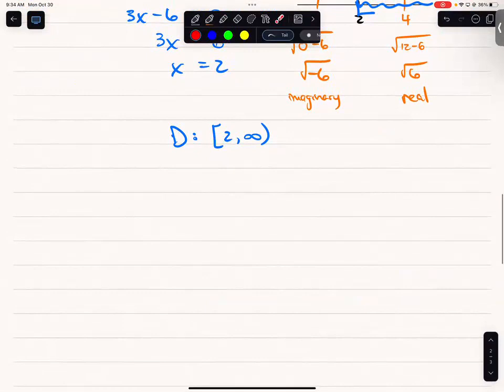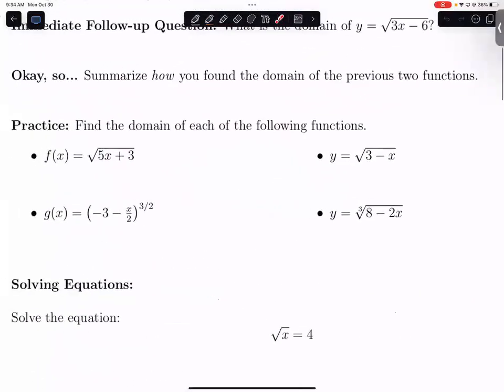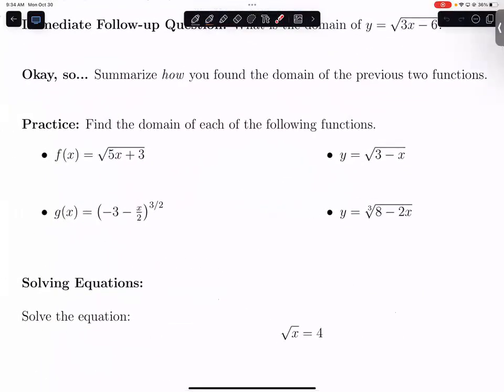So there are 4 practice problems in the middle of the notes right here. Let's take 5 minutes or something. You guys try some of those. Find the domain of those functions.